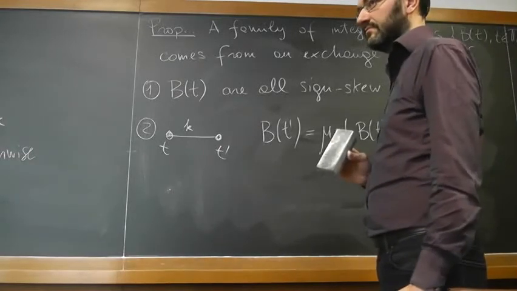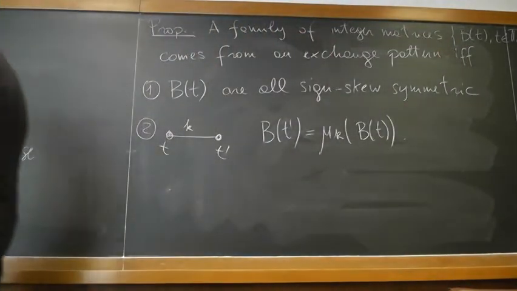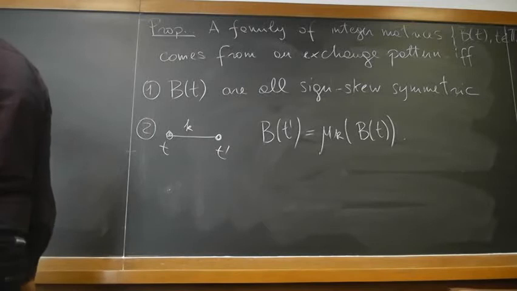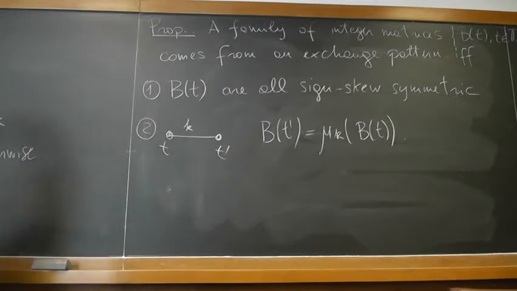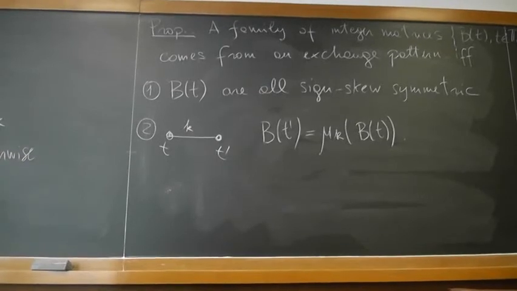There is something I don't understand. The fact that mu k squared is the identity, does it depend on B being skew-symmetric, or is it true for every matrix B? I made the verification, but I don't remember if I used skew-symmetry. Let me see. We can do this verification.